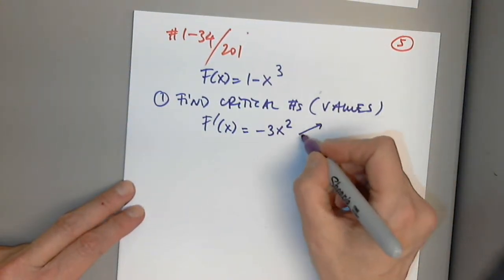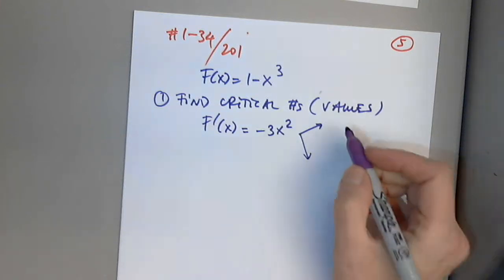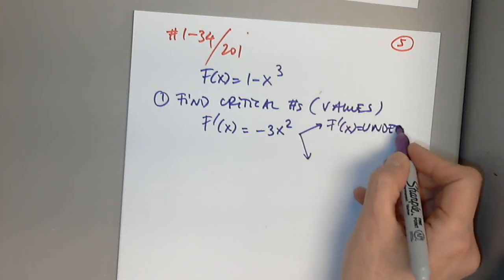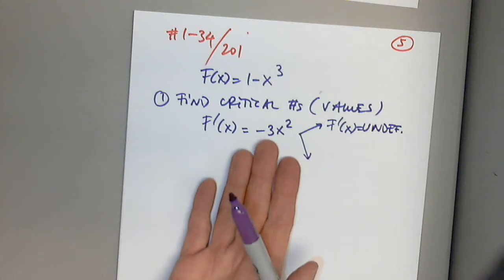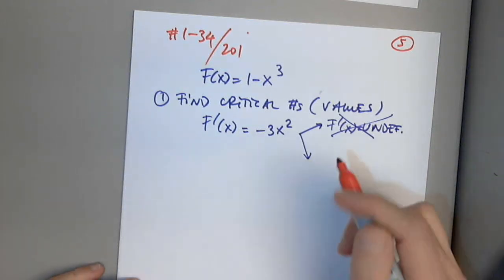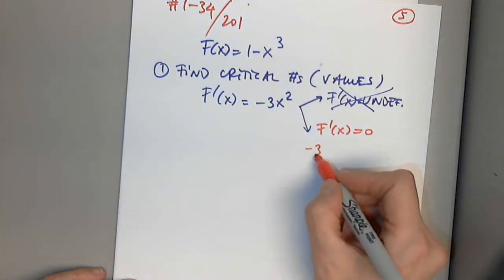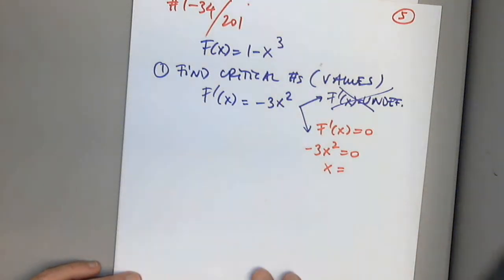I know that critical numbers come from two possible sources. One, when f prime is undefined. Does that happen here? No. Because the derivative is a polynomial, f prime will always be defined. The other possibility is f prime of x equals 0, which means negative 3x squared equals 0, which means x equals 0.